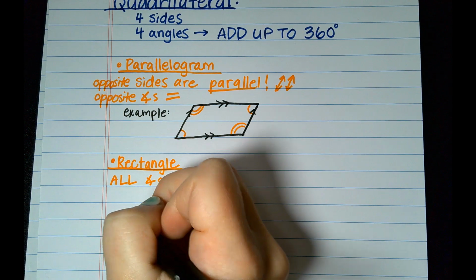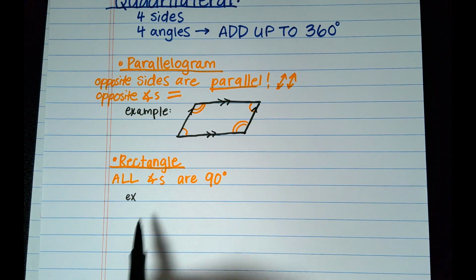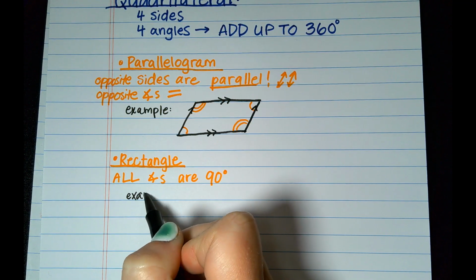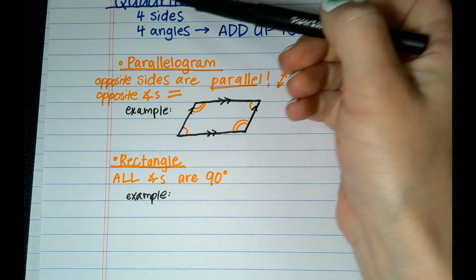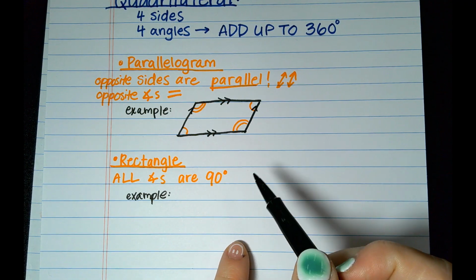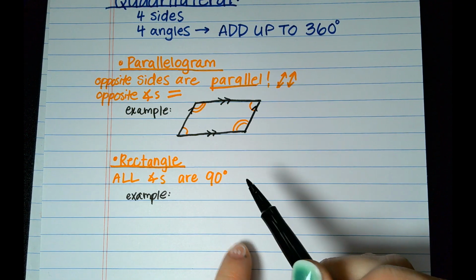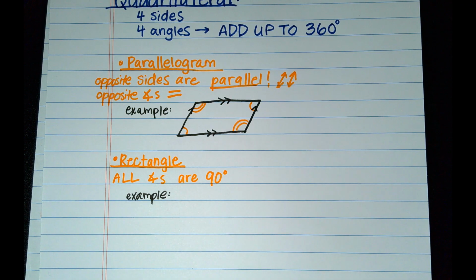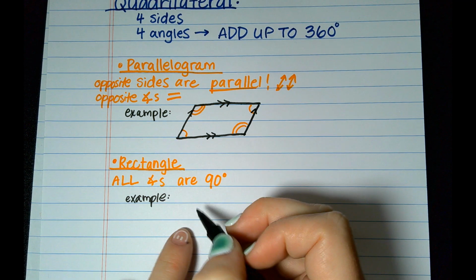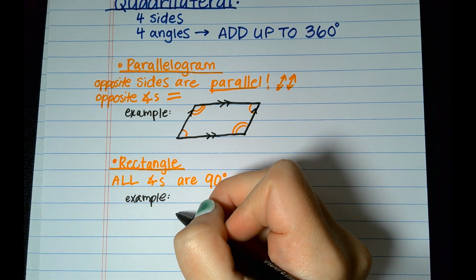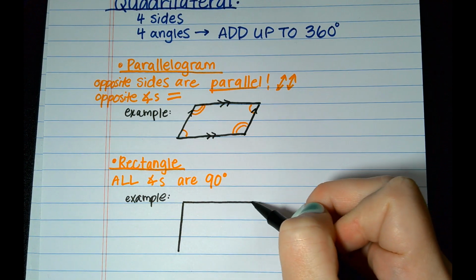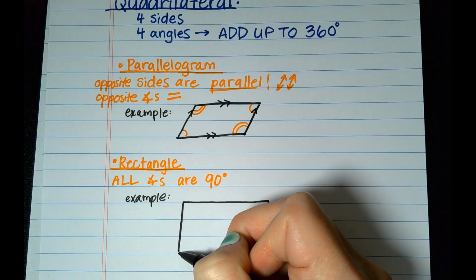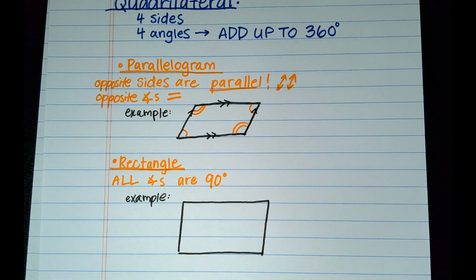And an example of a rectangle, I'll draw one. Rectangles have all of these features. There will be 4 sides, 4 angles. The opposite sides will be parallel and equal, and the opposite angles are equal because they're all 90. So here is an example of a rectangle, and it's not perfect.